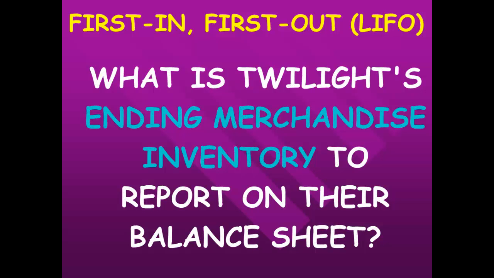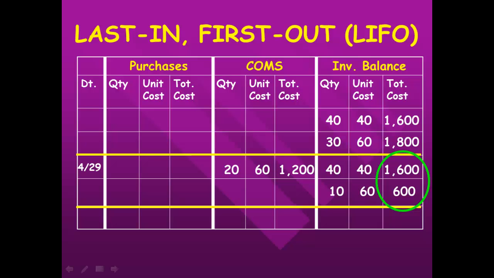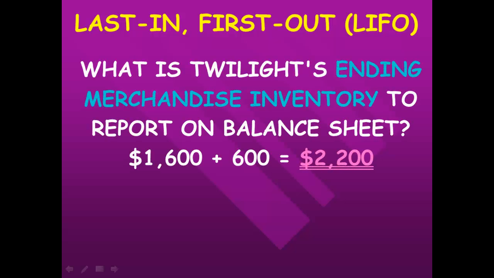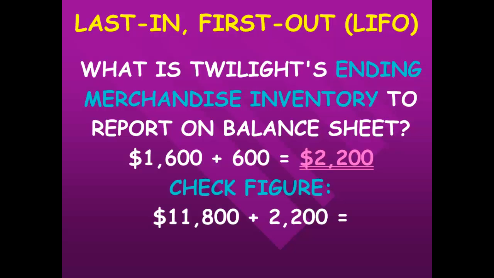For ending inventory, simple, we'll go to the bottom right corner of my inventory card. I have 40 units left at 40 or 1,600, 10 units at 60 or 600. Add these two figures together right here. The 1,600 plus 600 says my ending inventory is 2,200 then. My check figure says take cost of goods sold, 11.8, add to it ending inventory, 2,200. We come back to 14,000.